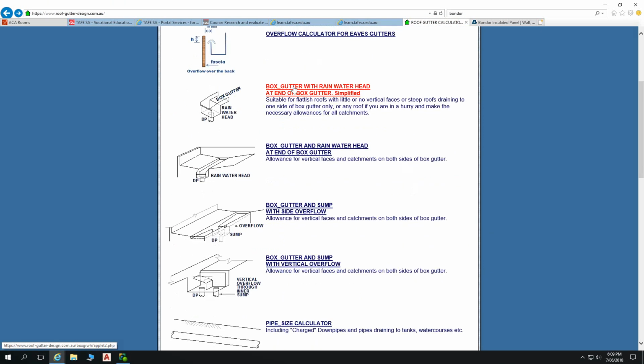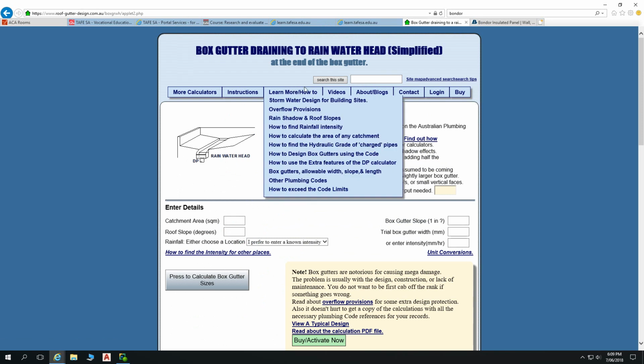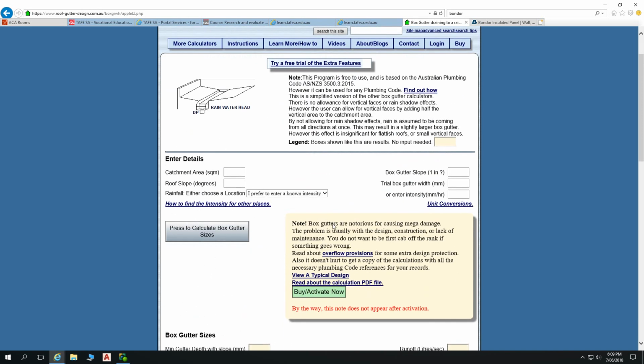So if we were to quickly duck into our online box gutter calculator, there are various different scenarios presented there, but let's just go with a simple one with a rain head. Can anybody think of what the roof catchment area for assignment 3 is? Has anybody calculated the floor area for that? I think we're around 250 square metres for our roof area. So we'll go 250. Roof slope in degrees. What sort of roof slope should we put on it? Less than 10 degrees, isn't it? Much less. I'll go 2 degrees on that.